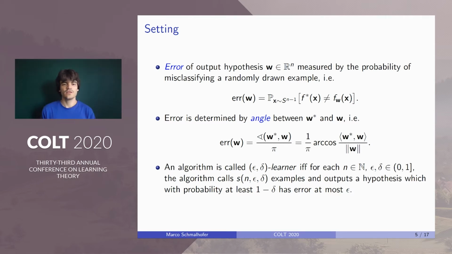A commonly used definition is the epsilon-delta learner. An algorithm is an epsilon-delta learner if for each dimension, error parameter, and confidence parameter, the algorithm calls a number of examples and outputs a hypothesis which, with probability at least 1 minus delta, has error at most epsilon. Classical PAC definition, but note that we are restricted to the uniform distribution on the unit sphere in our setting.